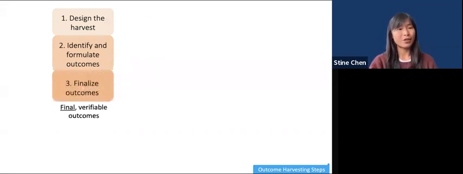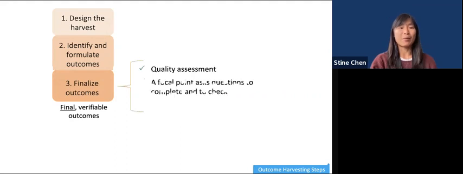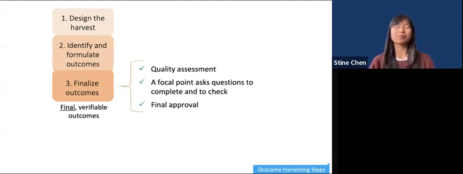And then the third step is finalizing the outcomes. After this step, we will have final verifiable outcomes and outcome statements. In finalizing the outcomes, there's a ping-ponging where quality assessment and assurance is happening.